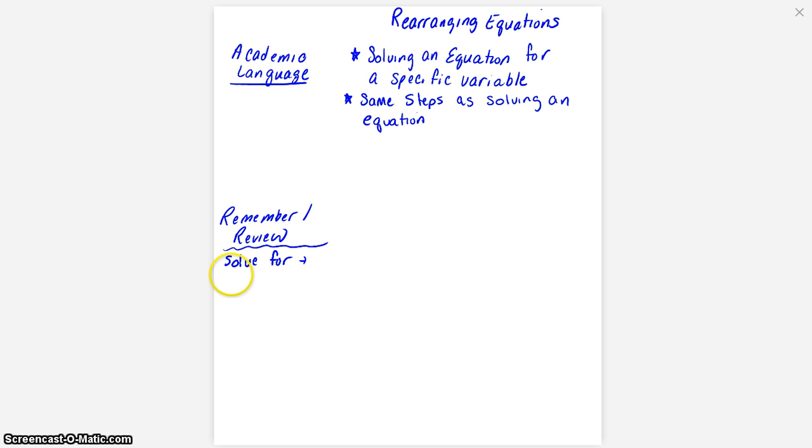Okay, that's the variable you're going to isolate. Okay, isolate, remember we used that in our academic language a little bit ago. It means to get by itself. Okay, and the second star, just the same steps as an equation.